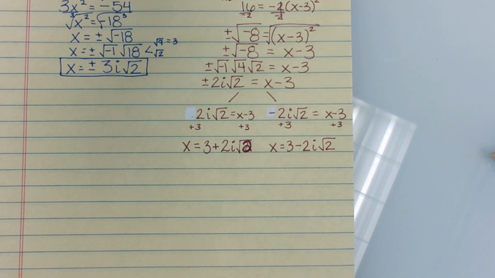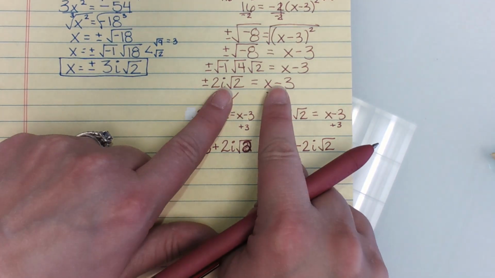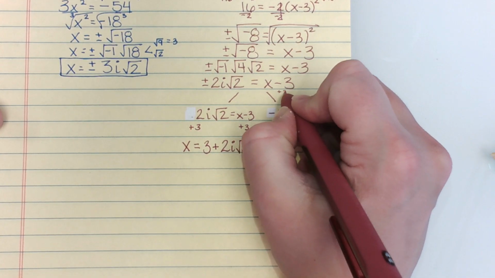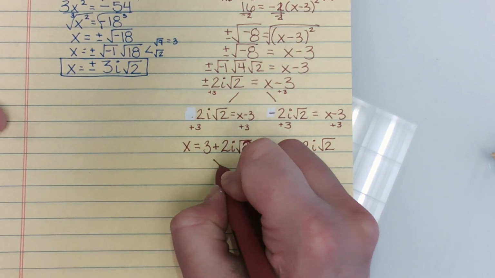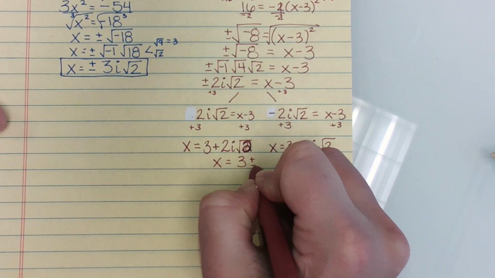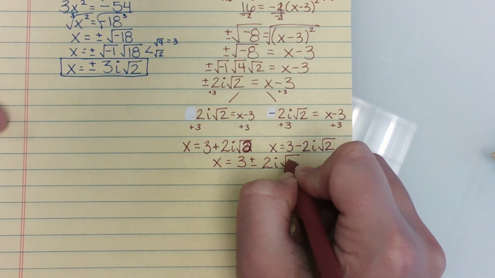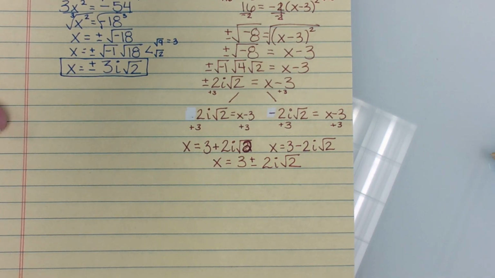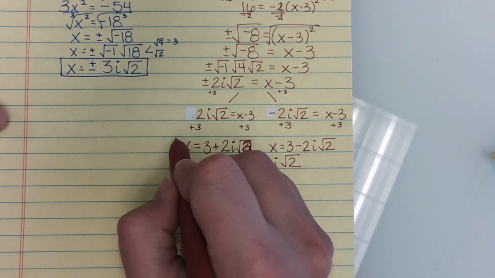In the situation where they are not like terms, did I have to split it into two equations? No. From right here, I could have said I'm going to add 3, I'm going to add 3, and I would get x is equal to 3 plus or minus 2i square root of 2. Do I care if you split it or don't split it? No. Choose whichever works best for you.